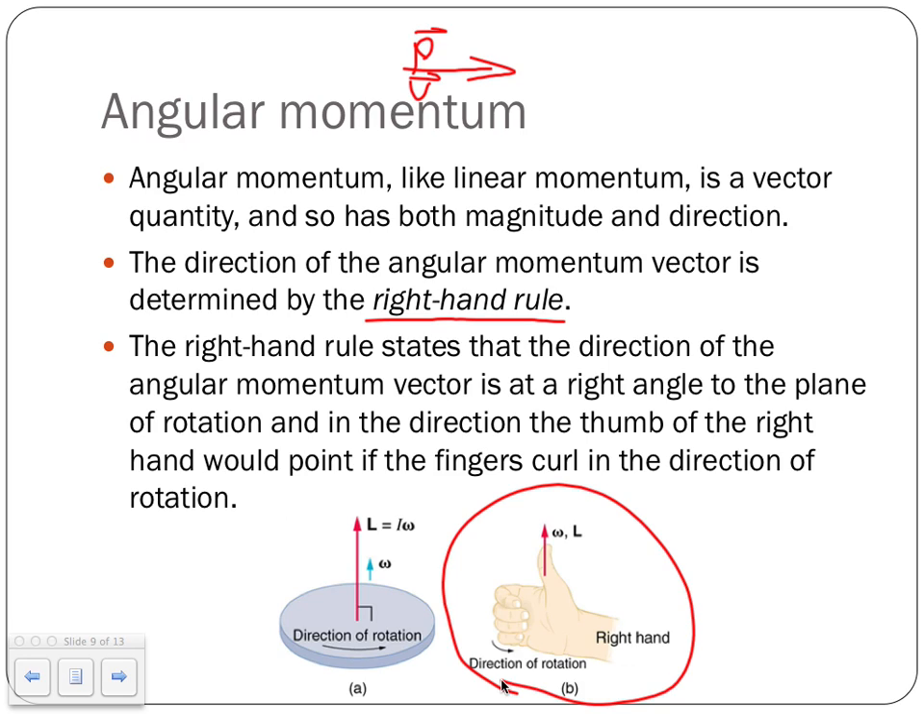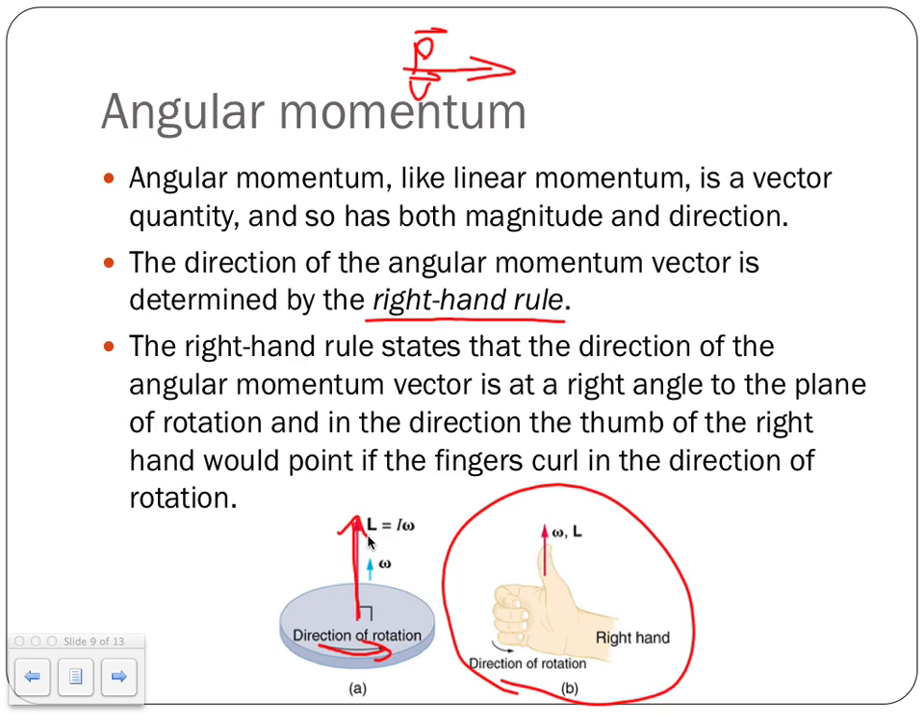And you can see that down here. We have this little disc illustrated at the bottom, and the direction of rotation in this case is going around that way. If you curl your fingers around in the same direction that it rotates, you'll notice your thumb points up. That's what it's showing here: the angular momentum vector L points up, because that's the direction your thumb goes when your fingers rotate that direction.